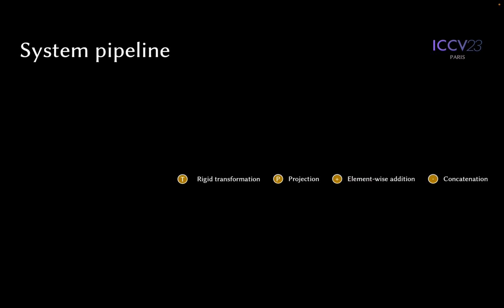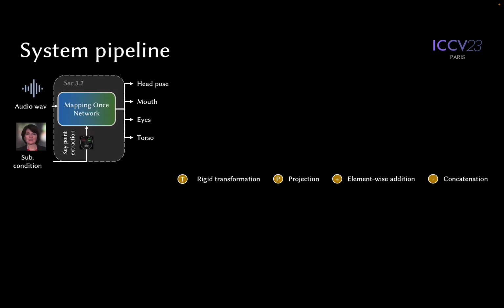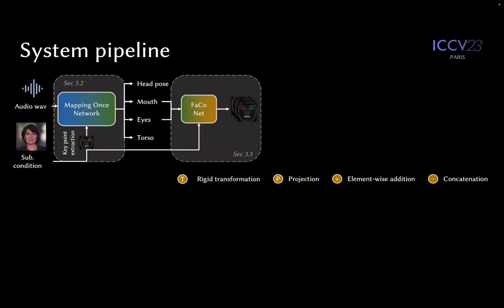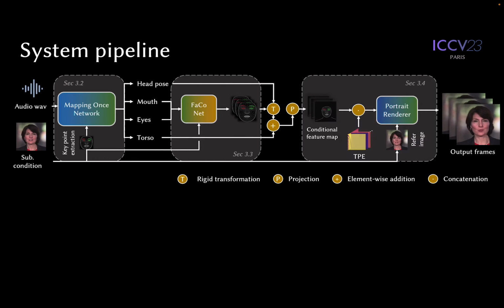To achieve this, we propose a three-stage system. One, a mapping once network with dual attention. Two, a FOCO-net to merge and refine facial vertices. Three, a portrait renderer with temporal positional embedding, TP, for improved temporal consistency.